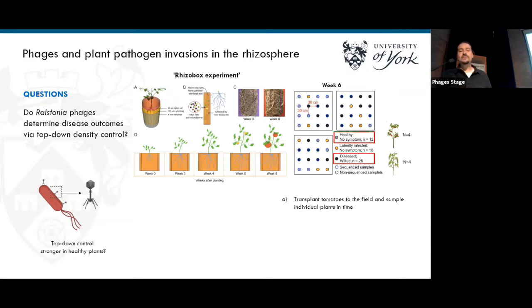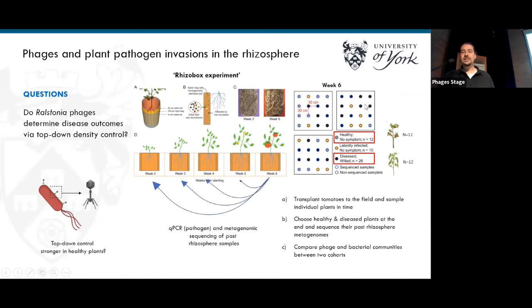We did a field study where we sowed tomato plants in the field, and we used a rhizobox system that has an inner layer with nylon bags filled with sand. You could sample these nylon bags, which were interacting with the plant roots, and they were considered subsamples of the rhizosphere. That allowed us to take samples every week of all the plants. After week 6, we chose a subset of healthy and diseased plants from our collections.